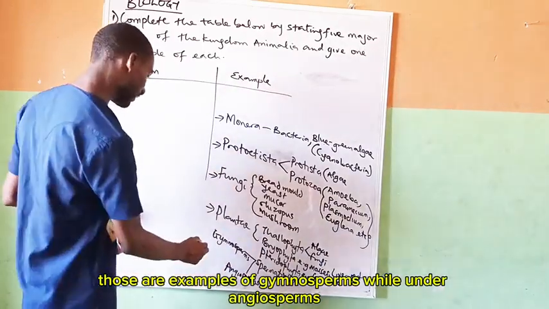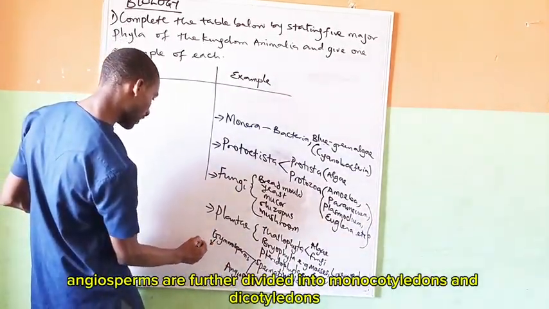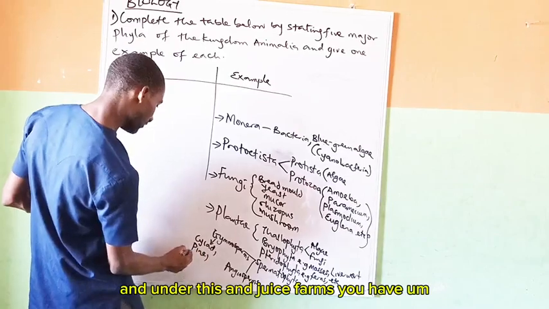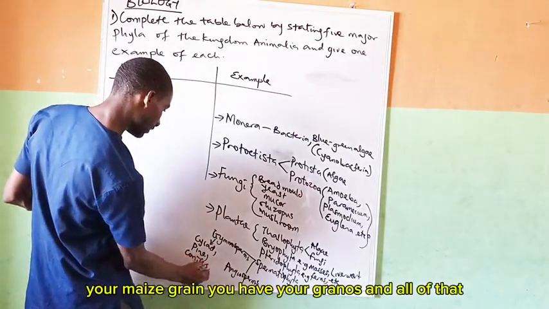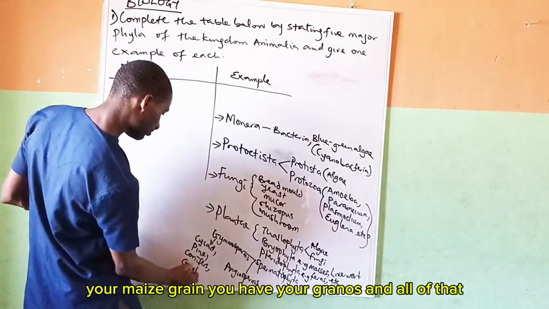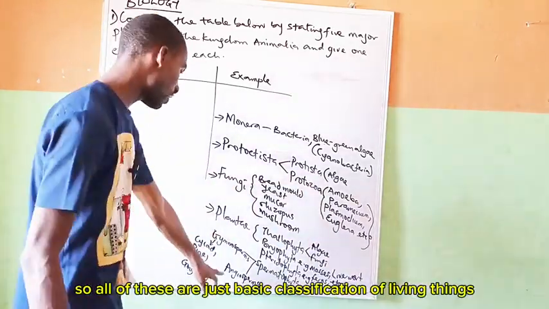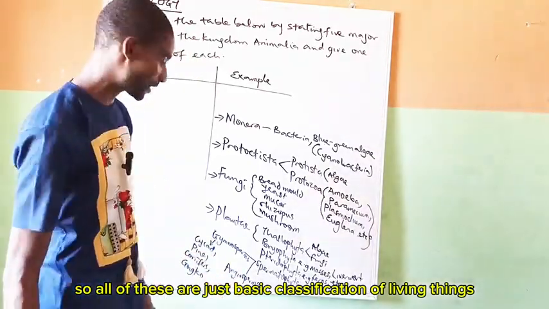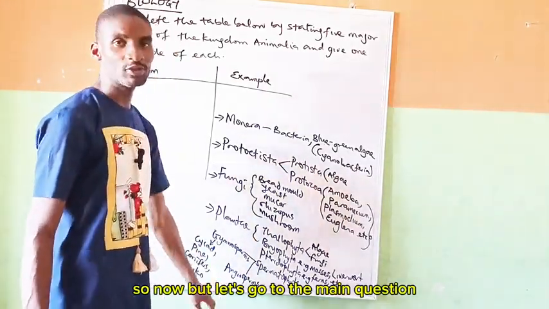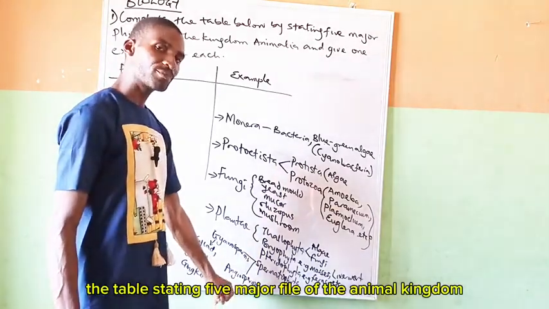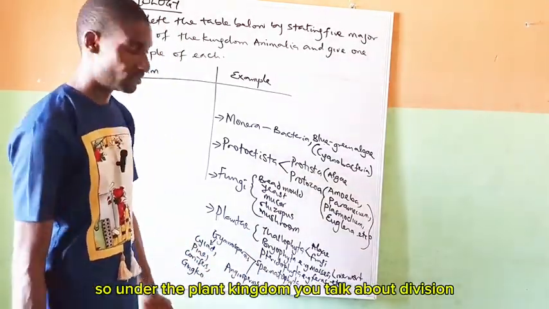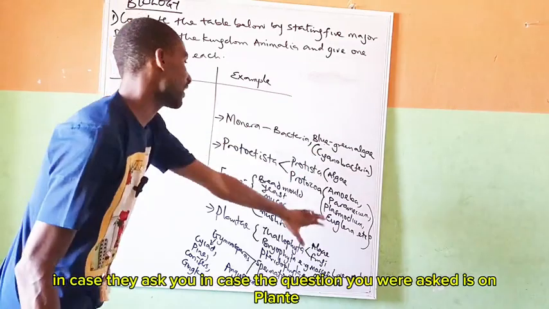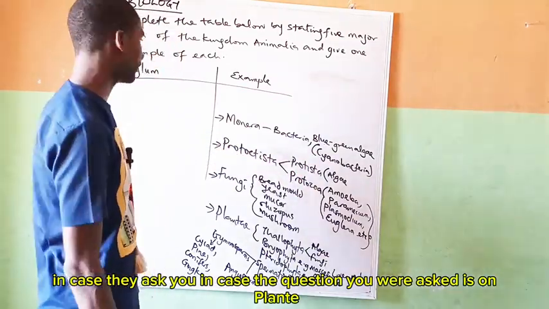Gymnosperms are non-flowering. Examples of gymnosperms are cycad, pine, conifers, and ginkgo. While angiosperms are further divided into monocotyledons and dicotyledons. And under these angiosperms, you have your maize grain and all of that. So all of these are just basic classification of living things.